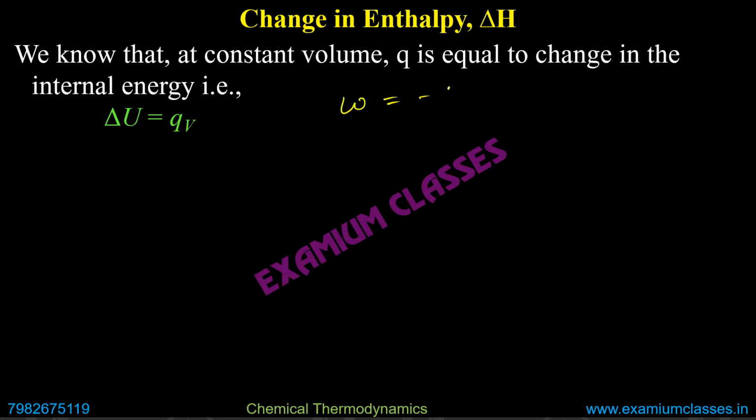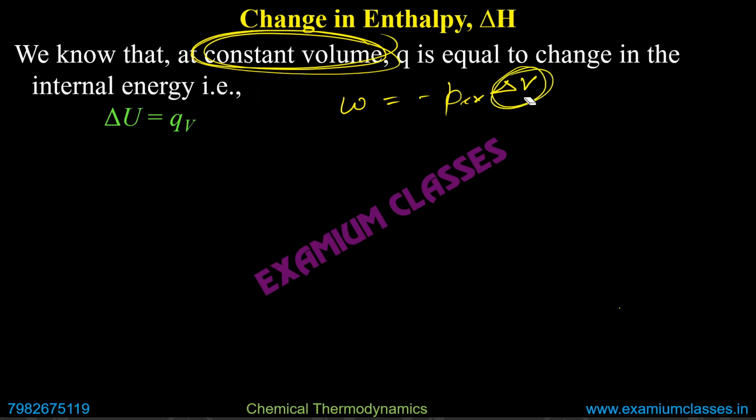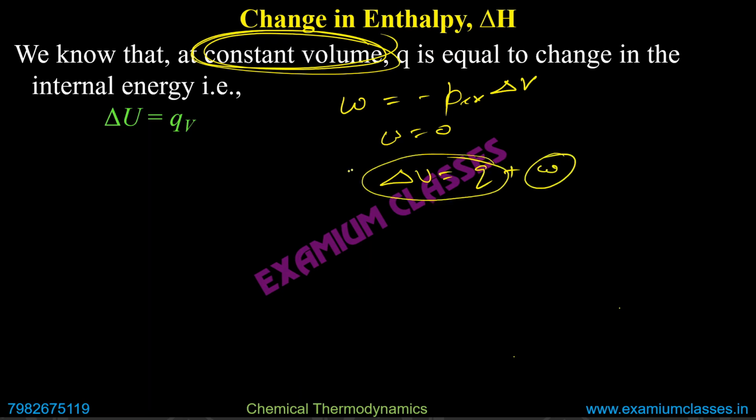Work is given by minus P external delta V. If it is constant volume, then delta V is zero. It means W will be zero. If W is zero, then delta U equals Q plus W, and with W zero, delta U will be equal to Q only.